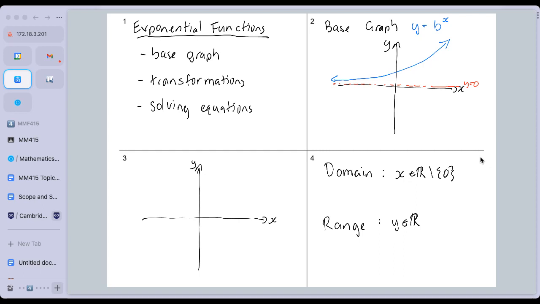Everyone good with that? Last critical piece of information is the y-intercept. What is the y-intercept? When x equals 0, yes, exactly. So when x equals 0, what's y equals b to the power of x? 1. Yeah. Sam? 0, 1 is the y-intercept. I hope that's not too small for you down here. Okay, that's the base graph.